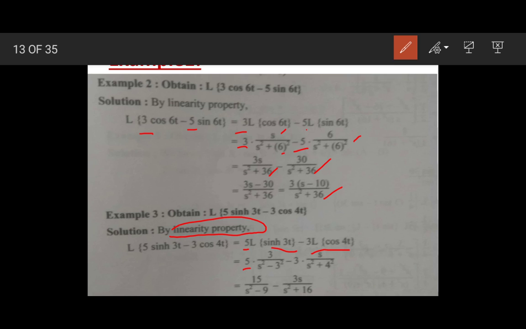So 5 into, now Laplace of sinh at is a upon s square minus a square. So it will be 3 upon s square minus 3 square, minus 3 constant, so that will remain as it is, cos 4t. So Laplace of cos at will be s upon s square plus a square, so s upon s square plus 4 square. So 15 upon s square minus 9 minus 3s upon s square plus 16.